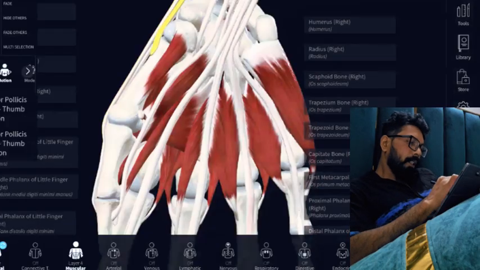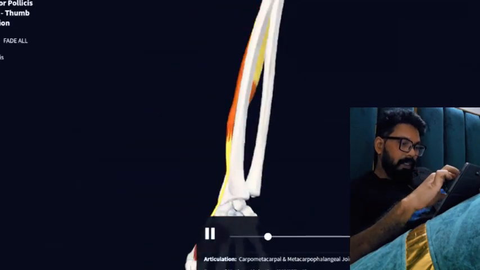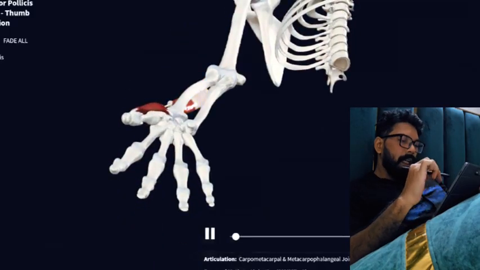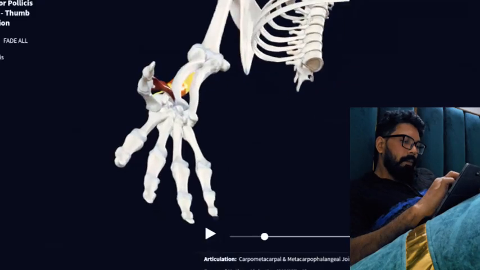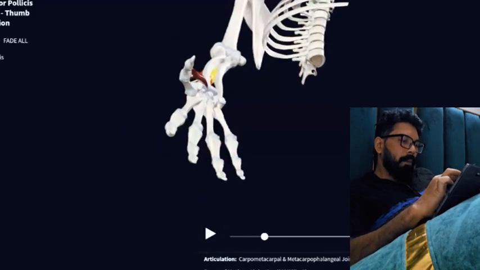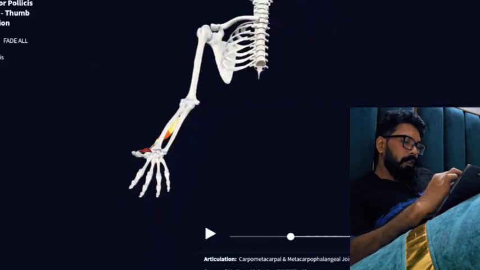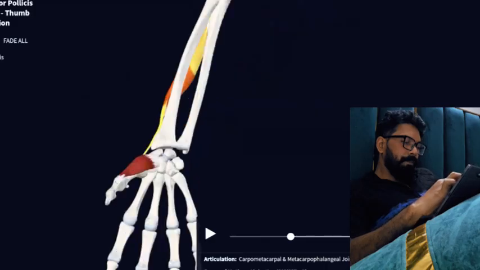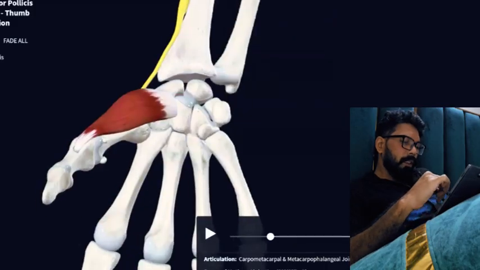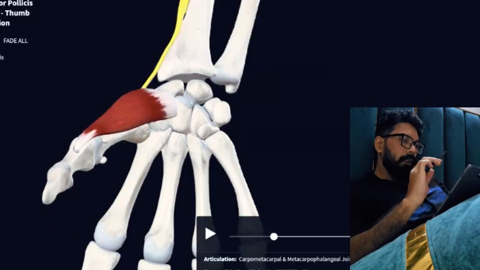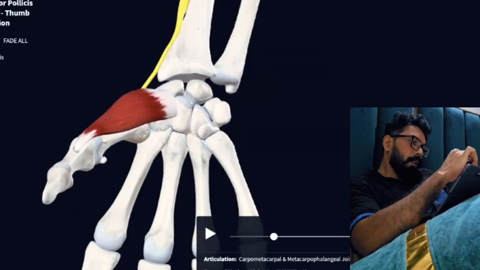We need to see their motion. Why this one? Because this will cause thumb abduction. That means if your palm is facing upwards and you need to lift your thumb, you need to use this muscle, abductor pollicis longus. You need to use this muscle to lift your thumb above the table. So you need this one, from the table to lift up, abductor pollicis longus. Okay, so this one is very important.